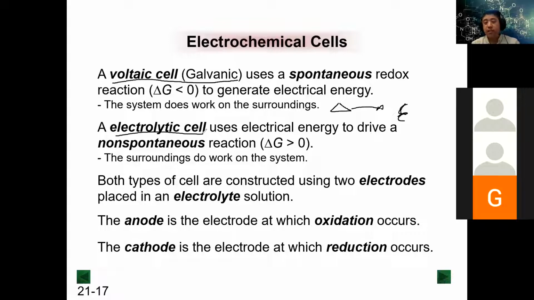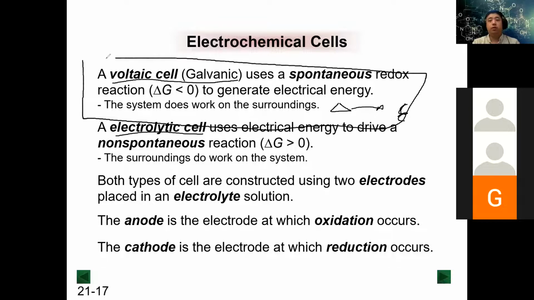To give you a little mini example of what I'm referring to, think of the first one as if you were in the middle of using your cell phone. The reaction is happening on its own. It's going forward, and it's using the electricity in the process, okay? The electrolytic cell is the opposite. You are essentially charging your cell phone. You're forcing your cell phone to undergo, or reversing, a reaction so that you can use that reaction later on.